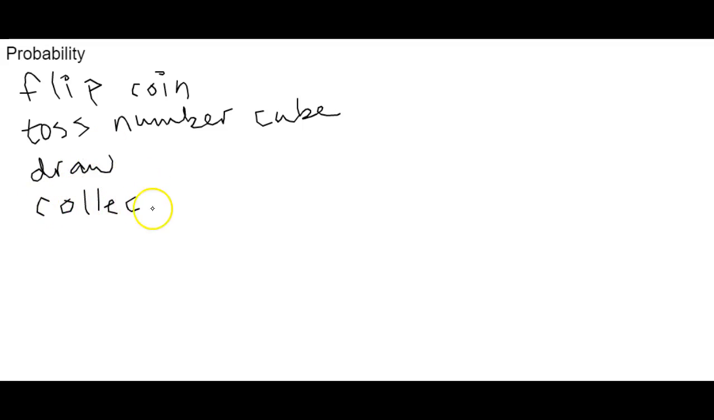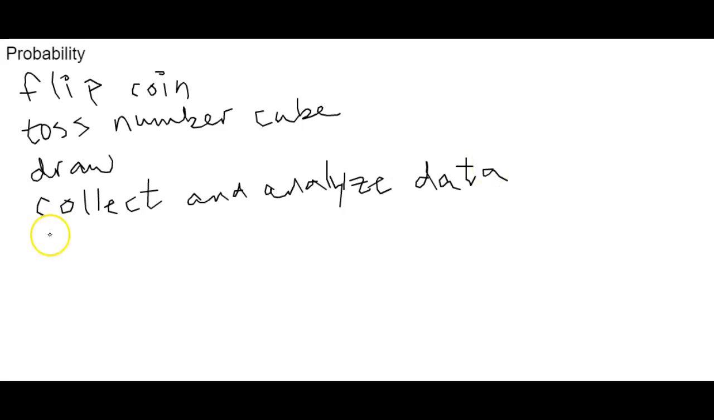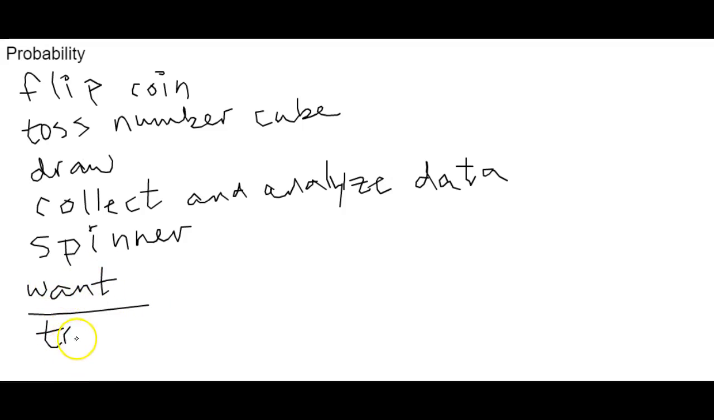We learned methods of collecting data. You can use a spinner. There's lots and lots of different situations that you could apply probability to. But with all those situations, it comes down to this fraction of what you want to happen over the total ways something can happen. So for example, when you flip a coin, there's two sides to a coin.